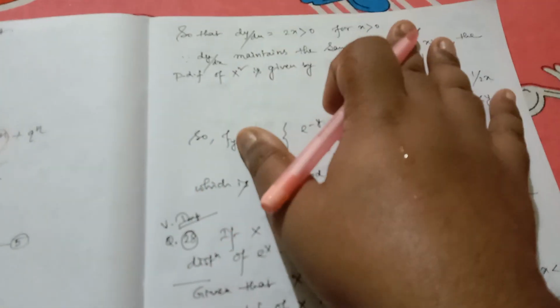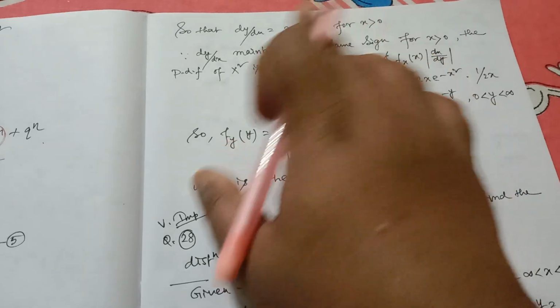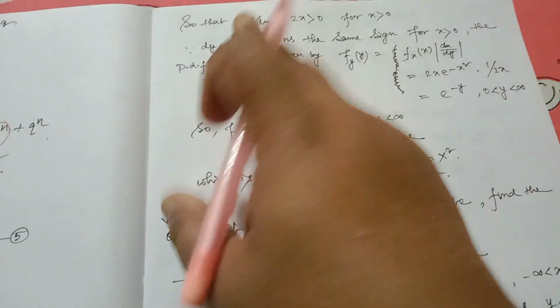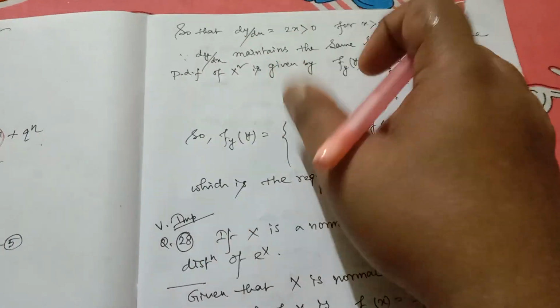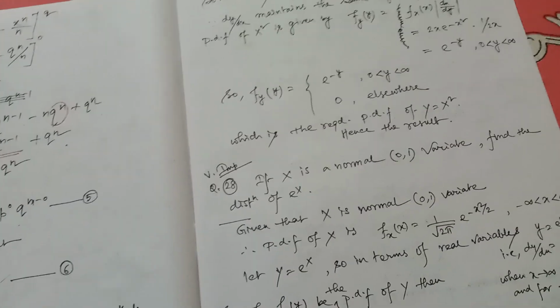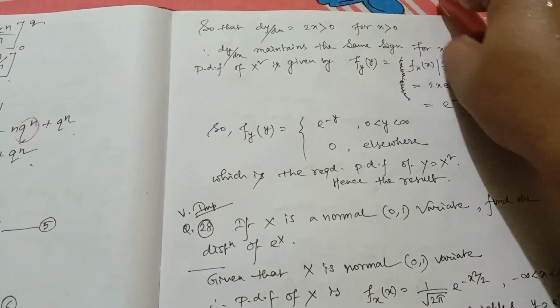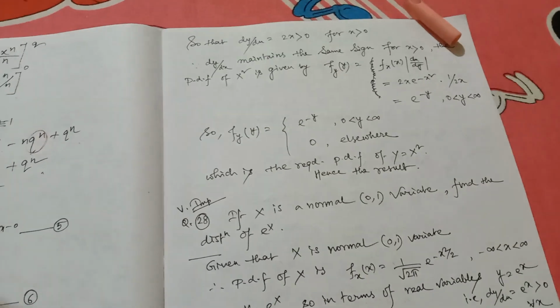Now if x is greater than 0 as per mentioned in the question, so 2x is also greater than 0. That means there is no fluctuation in the sign corresponding to dy dx. That's why we can write dy dx maintains the same sign as that of x greater than 0. That is, whenever x is greater than 0, we must have dy dx is also greater than 0.